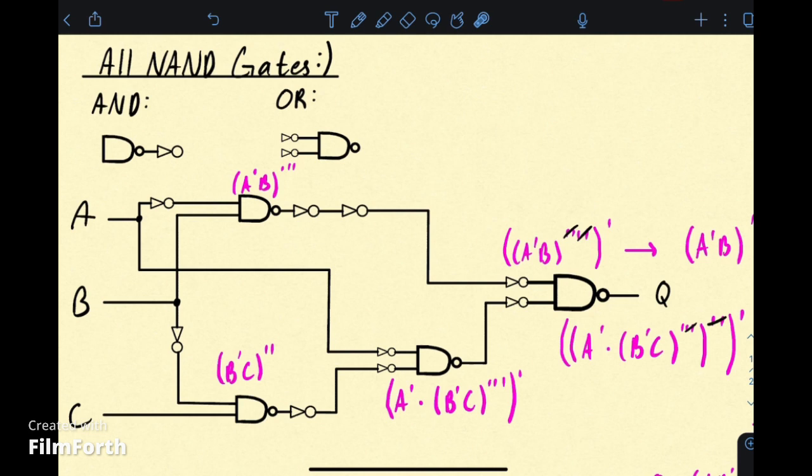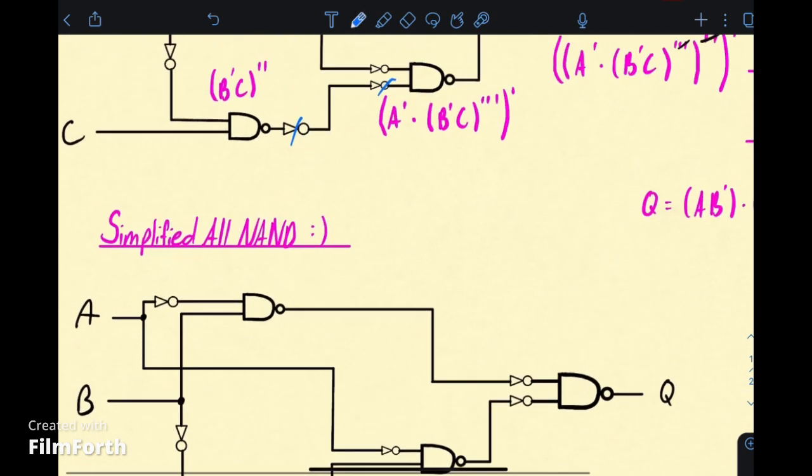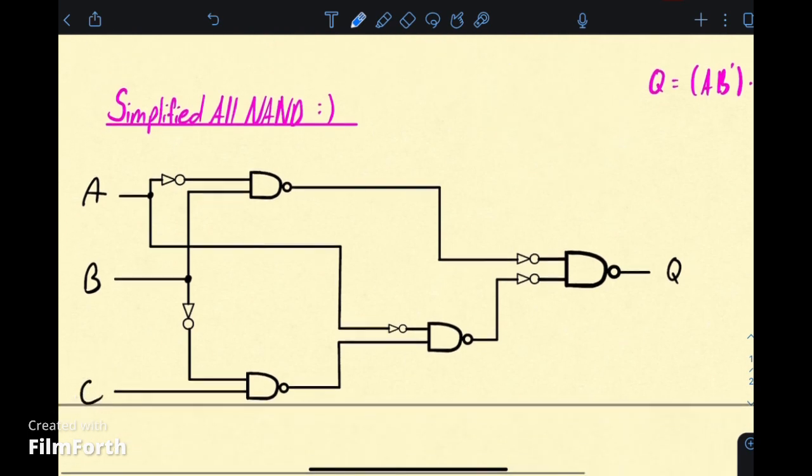I can cancel two. It doesn't matter which two. I can cancel these two, or I can cancel this one here and that one there. But because I want it to look nice, I'm going to cancel these two. Going down here, I only see that C has double knots, so I'll cancel these two. Okay, you don't cancel the bubbles, you leave those alone. So going down here is my simplified all NAND gate after canceling these NOT gates up here.